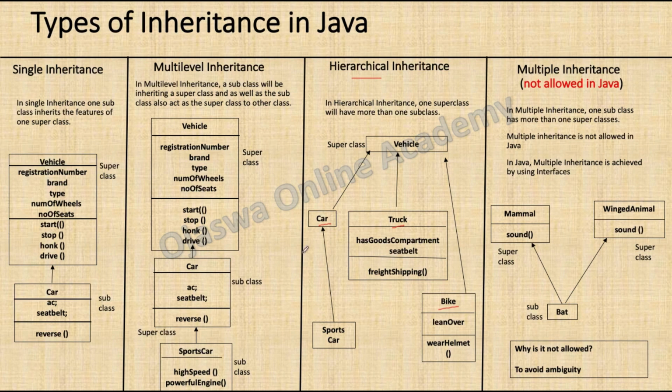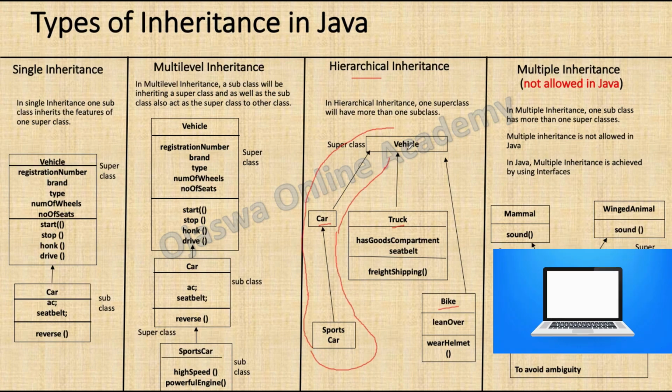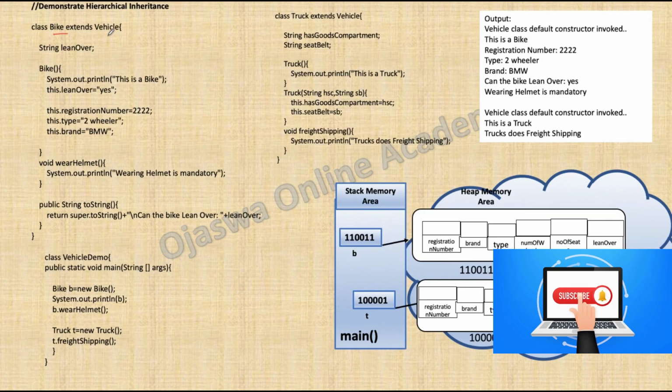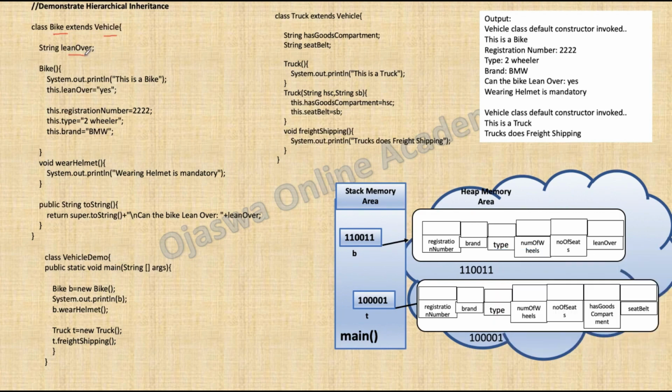Sports car also inherits car, but in a multi-level hierarchy. We have already implemented multi-level hierarchy. Let us implement truck extends vehicle and bike extends vehicle. So we have a class bike extends vehicle. Bike has one instance variable leanOver. It has a default constructor. It has methods wearHelmet and toString. We also have class truck extends vehicle.